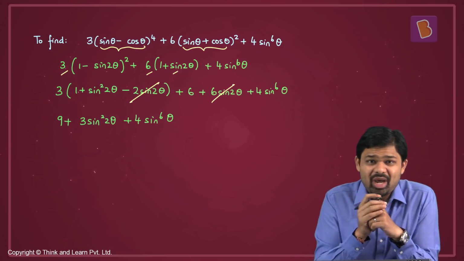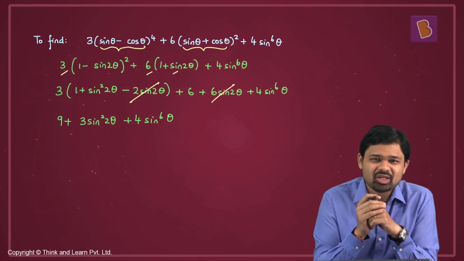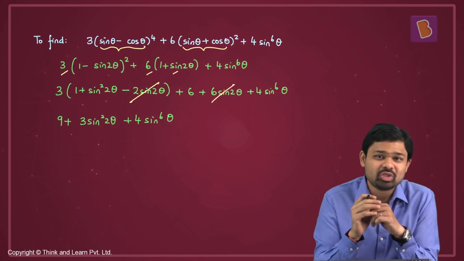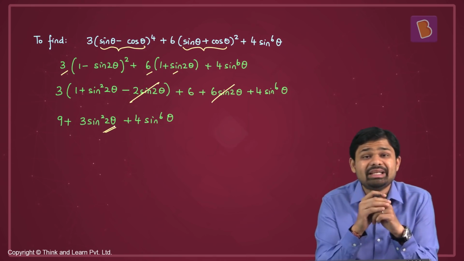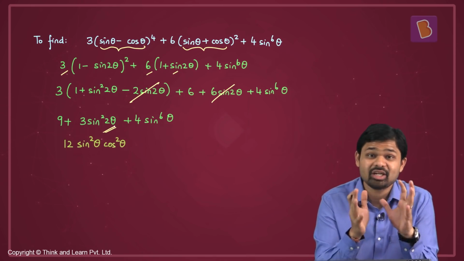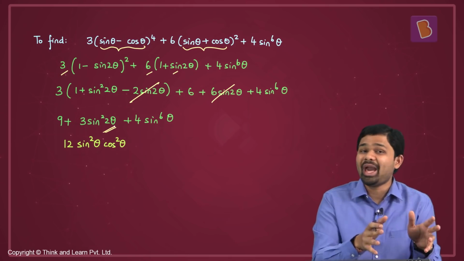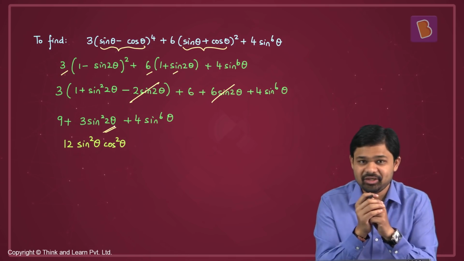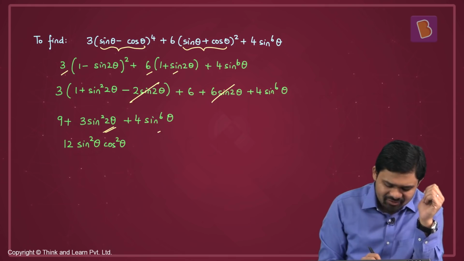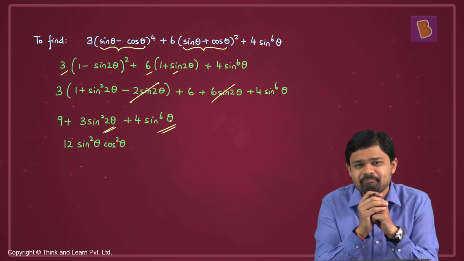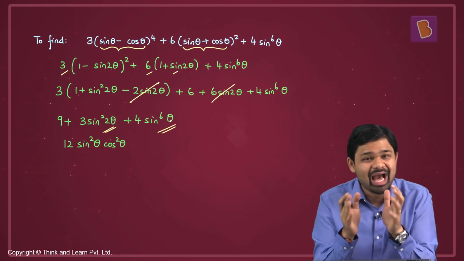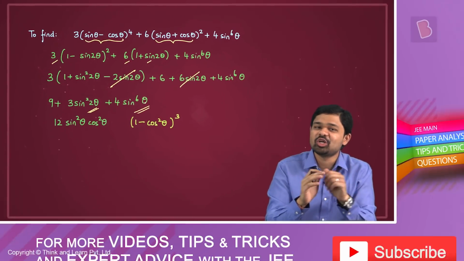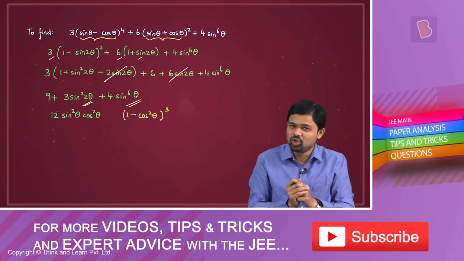Now sin²2θ, let's go back to sin θ cos θ. Let's not use 2θ anymore. We've done the simplification with 2θ. So I'm going to write sin²2θ as (2 sin θ cos θ)^2 to get a 12 sin²θ cos²θ term. And now I have sin^6 θ. I'm going to write it as (sin²θ)^3, and sin²θ as 1 − cos²θ, so (1 − cos²θ)^3.